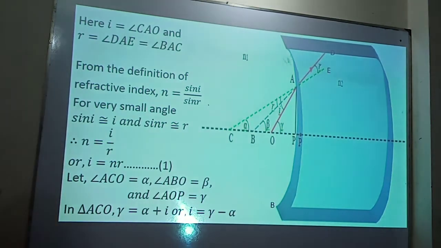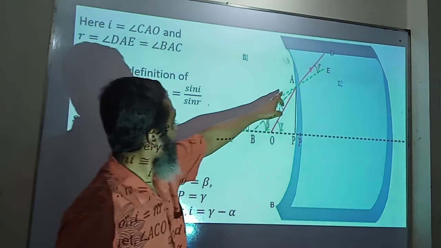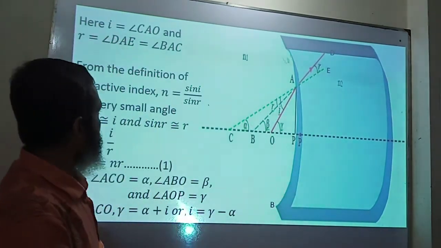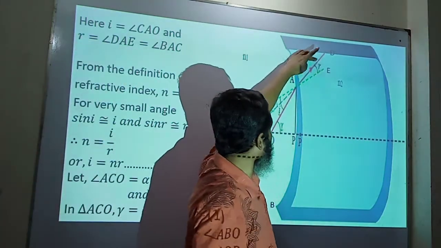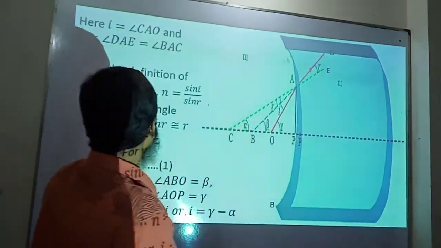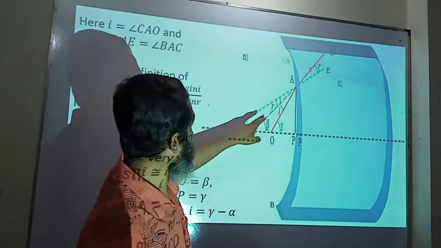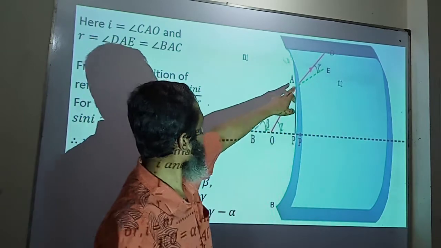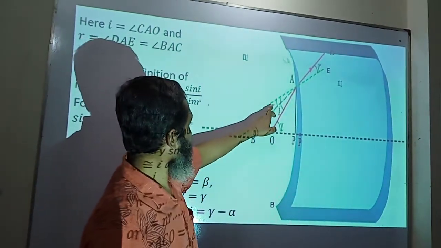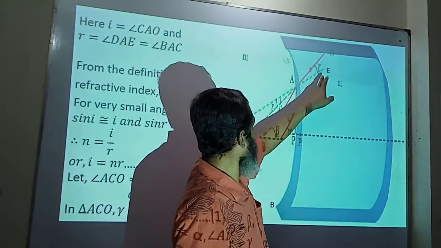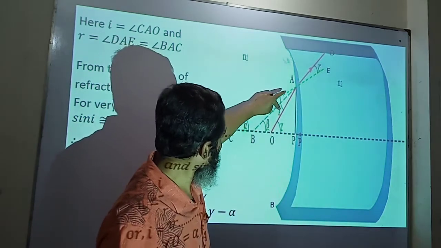Here we see that CAO is equal to angle I, the angle of incidence, and angle R is equal to DAE, the angle of refraction, which is equal to BAC, because these are vertically opposite angles. This angle is R, so BAC is the vertically opposite angle, and that's why BAC is equal to DAE. If this angle is R, then this angle is also R.